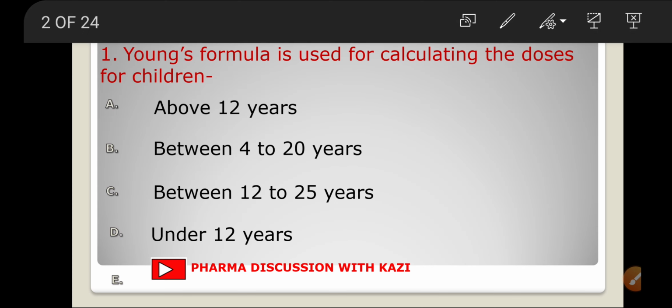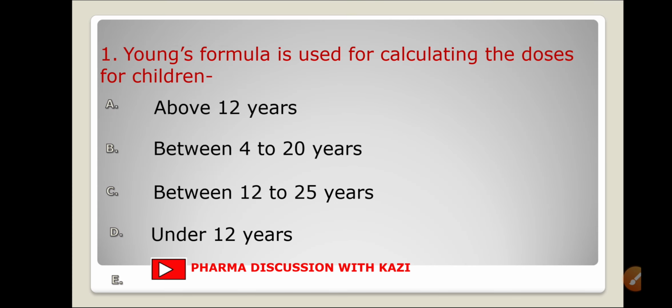Now the first question. Young's formula is used for calculating the doses of children. The options are above 12 years, between 4 to 20 years, between 12 to 25 years, under 12 years. We know that Young's formula is applicable for the child which is under 12 years. So the correct answer is D.